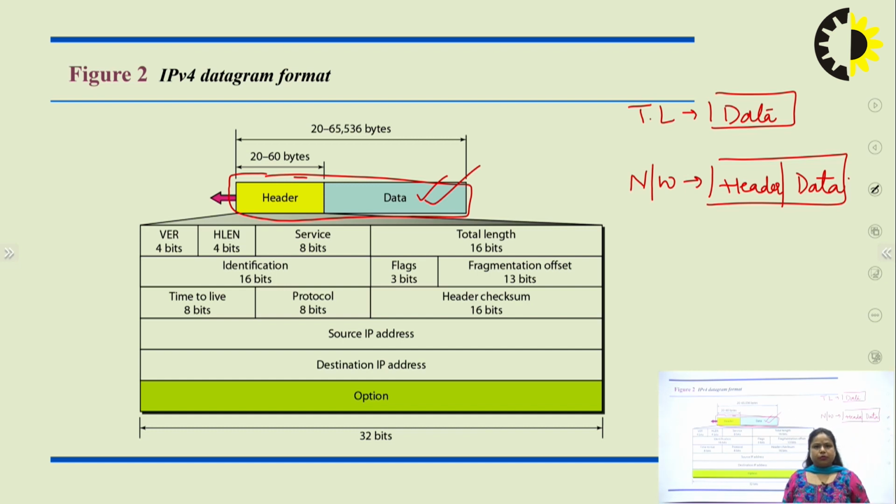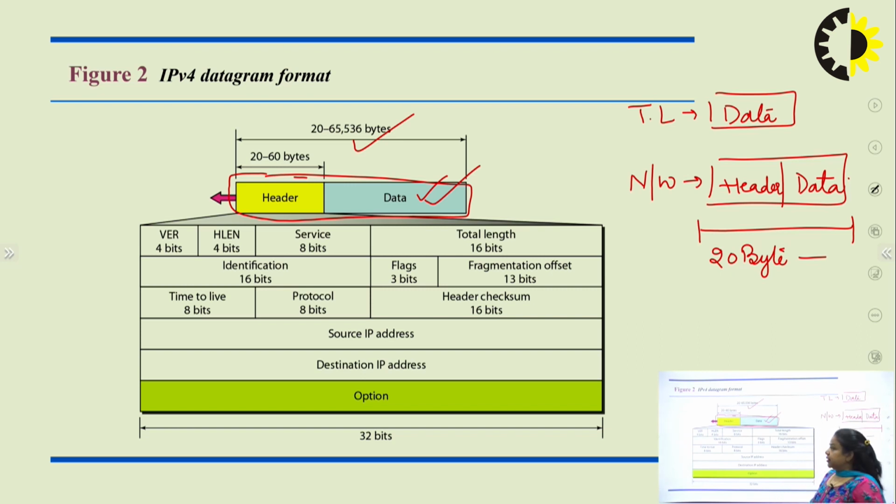The complete size of this packet starts from 20 bytes up to 65,536 bytes long. This is the total length of the complete IPv4 packet, in which the header can vary in two ways: it can be either 20 bytes long or 60 bytes long, depending upon certain conditions. When I'm talking about the header length, these are all the various parameters which are included in the header. So we are going to discuss each and every parameter, what the meaning of each and every parameter in the header format is.